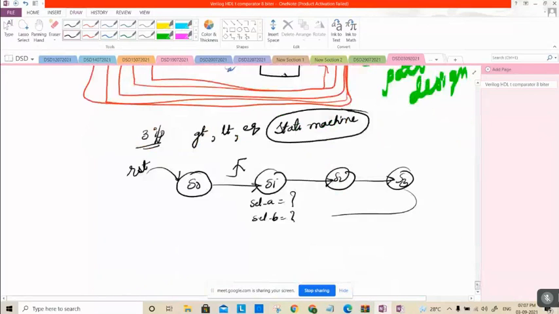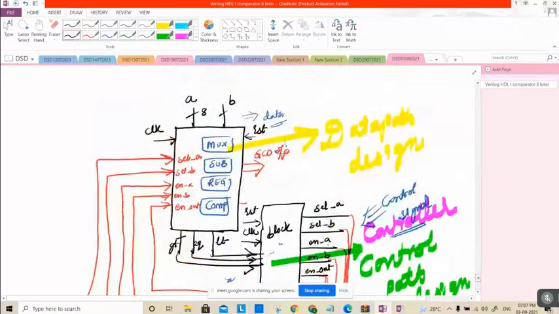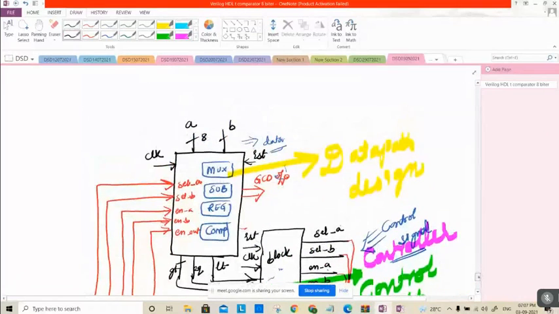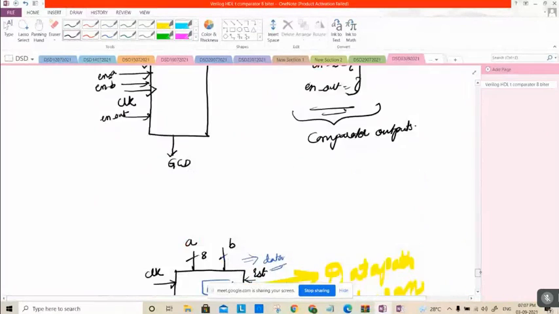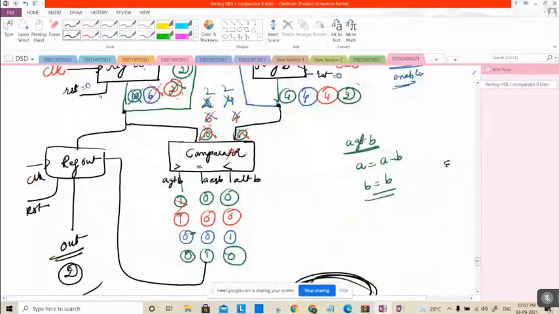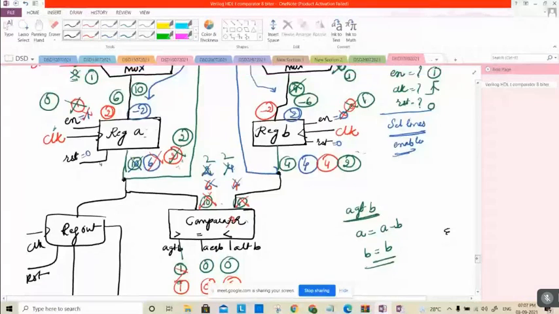So in this way, any digital system will have two blocks, data path and control path. Data path is the main block where the input flows through to the output. See here, that is what we have seen. We gave the inputs as 10 and 4, and the data flowed through the multiplexers, registers, subtractor, comparator and so on.